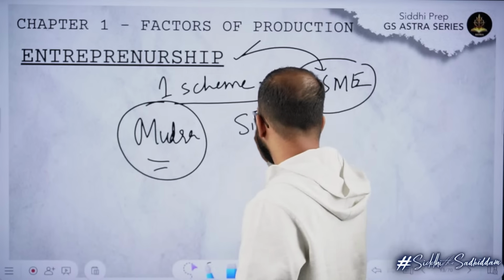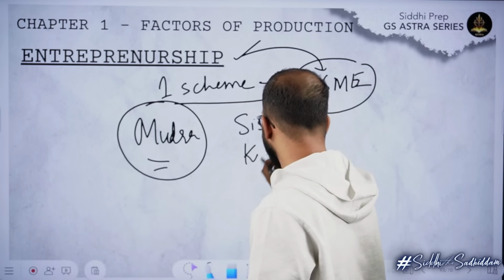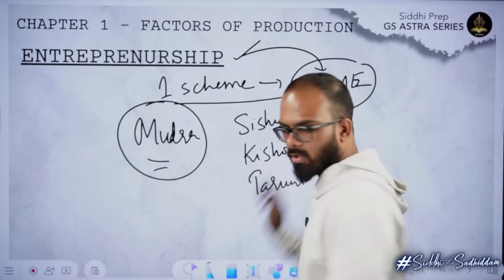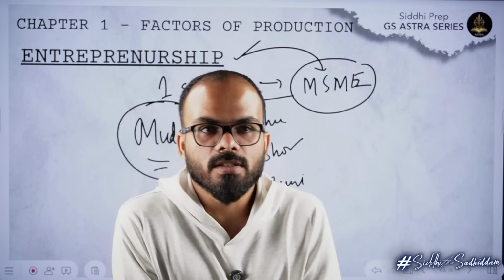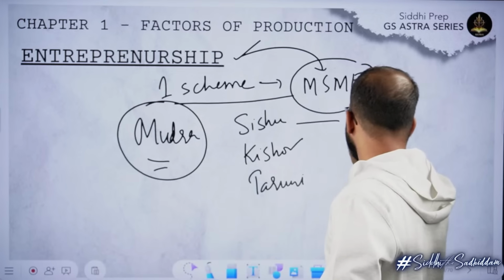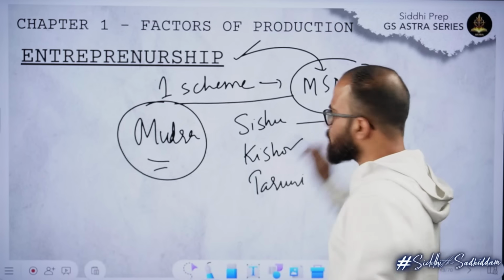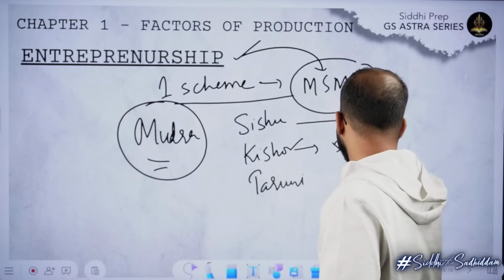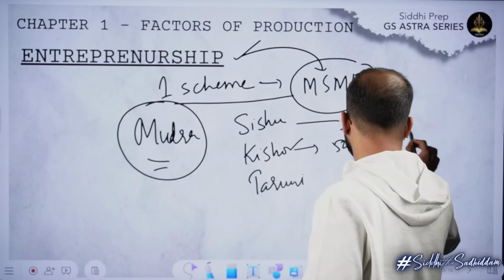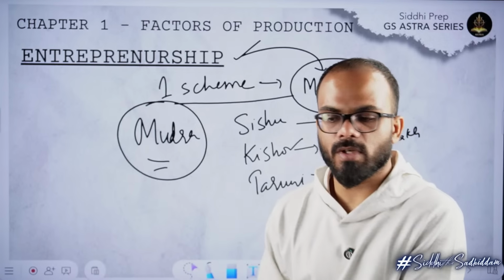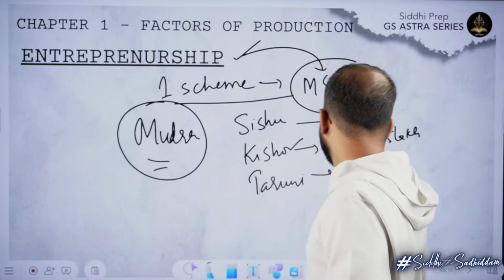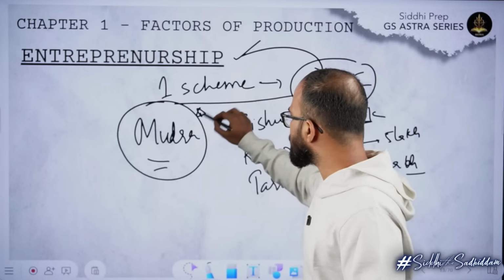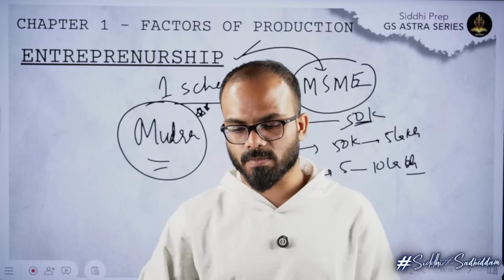First is Sishu loan, the other is Kishore loan, the other is Taruni loan or Tarun loan. Sishu loan is up to 50,000 rupees, granted to new businesses. Next is Kishore loan, which is 50,000 to 5 lakh rupees. And the final type is Tarun loan, which is 5 lakh to 10 lakh rupees. Please remember this. This is pretty important. They can ask you this particular question.